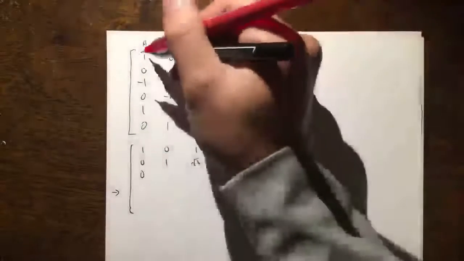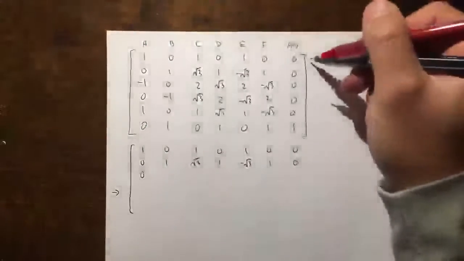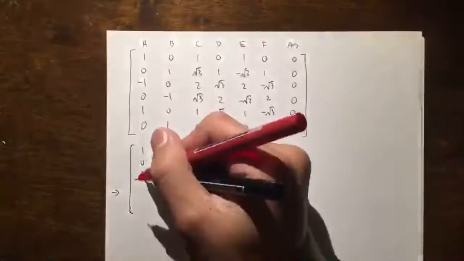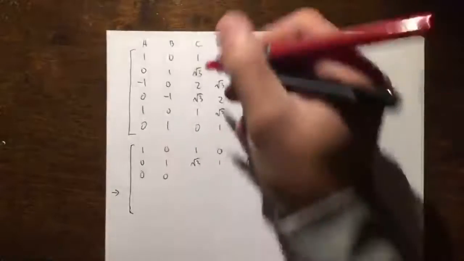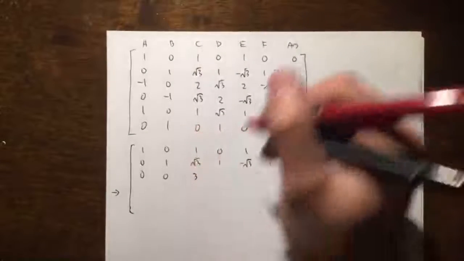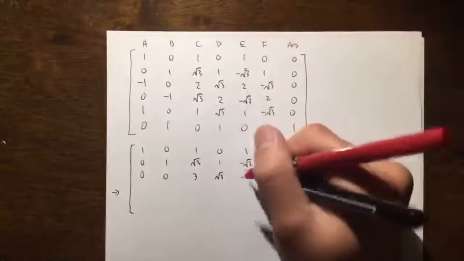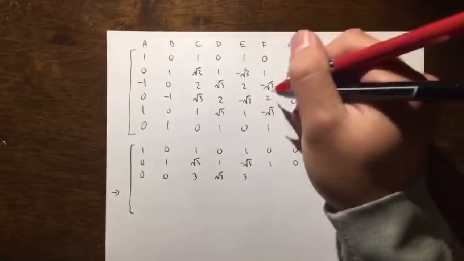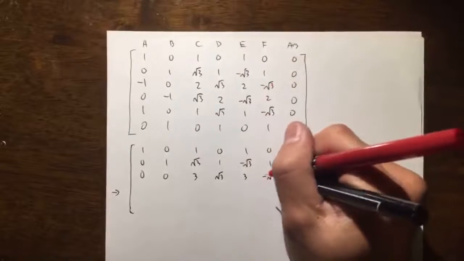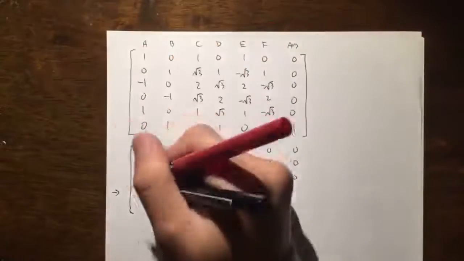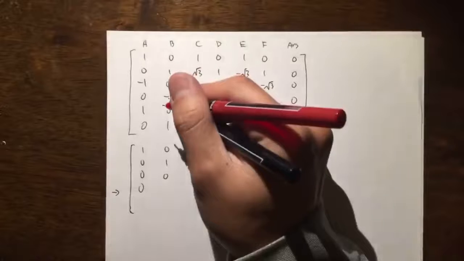What I'm going to do is I will just add the first row to the third row. So 1 plus negative 1 is 0. 0 plus 0 is 0. 1 plus 2 is 3. And then 0 plus square root of 3 is square root of 3. 1 plus 2 is 3. 0 plus negative square root of 3 is negative square root of 3. And then 0 plus 0 is 0. Okay, and then this right here is 0. And you see this is negative 1.